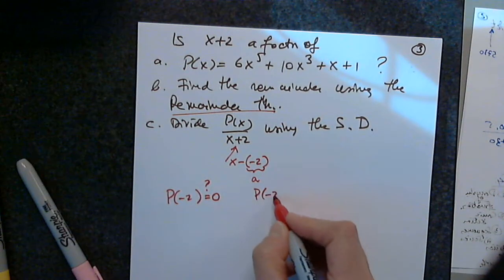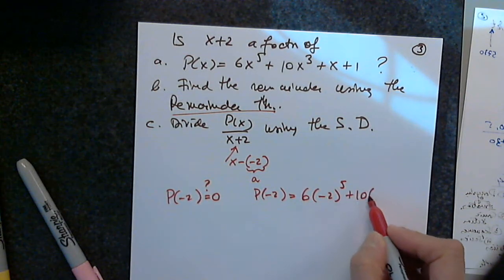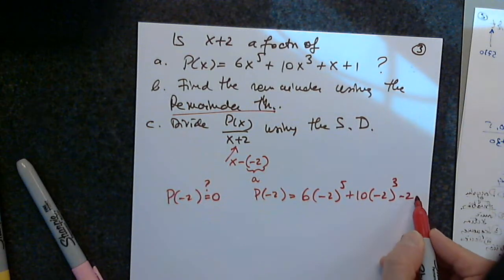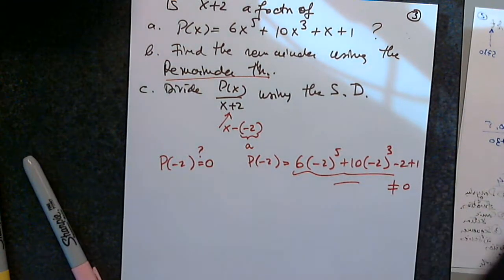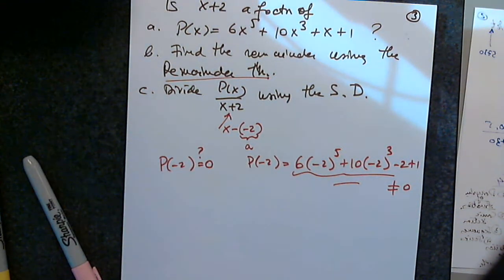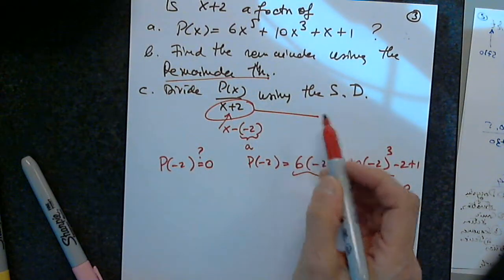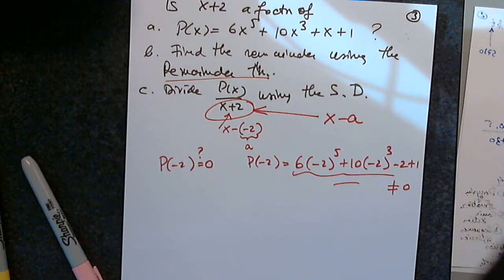So I have to find p of negative 2, which is 6 times negative 2 to the 5th, plus 10 times negative 2 to the 3rd, minus 2, and plus 1. All these terms are negative. They will never be 0, plus 1. So all I have to say is that this is not 0. Therefore, we get the negative 2, because I have to present x plus 2 as x minus a. So this divisor has to be x minus a, and that's how I identify a.